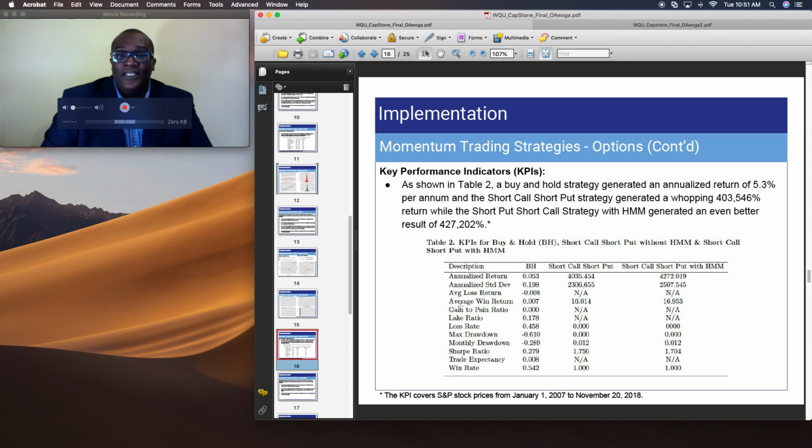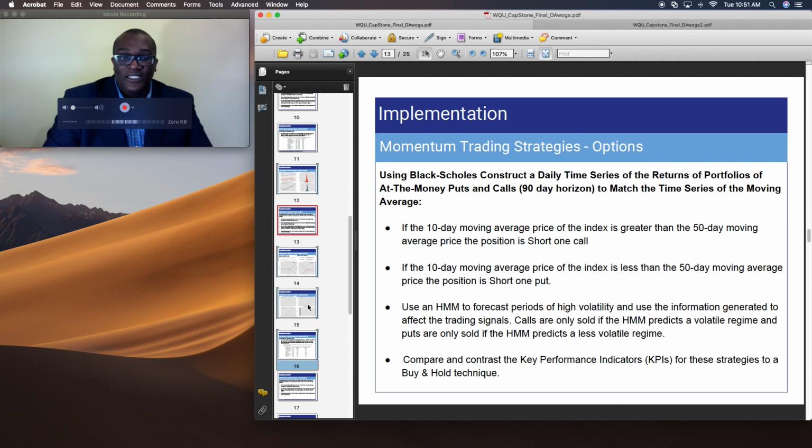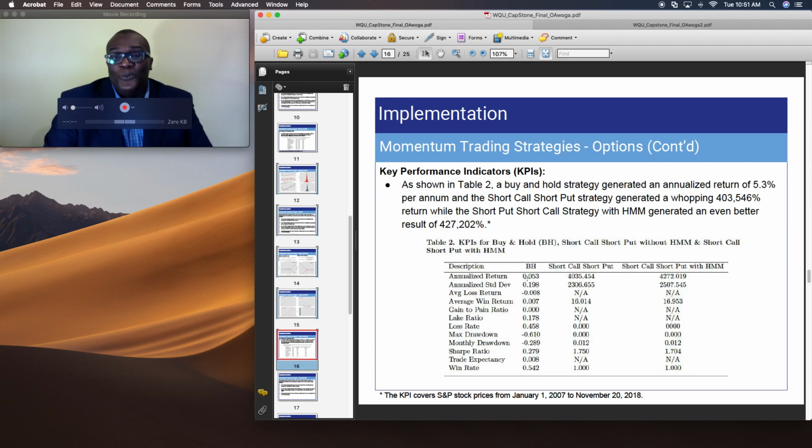So as you can see, the buy and hold generated 5.3% annualized return, whereas the short call short put strategy generated a whopping 403,500%. And the performance of the short call short put methodology with the HMM was even higher with 427,000% annualized return. But you have to put things in context.